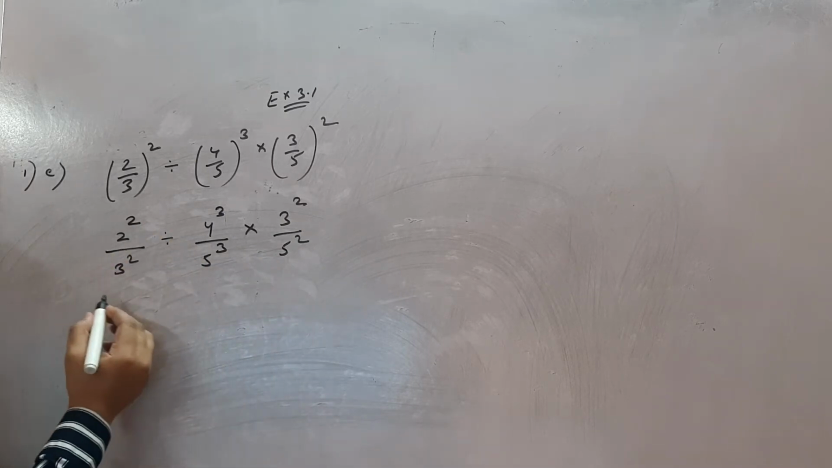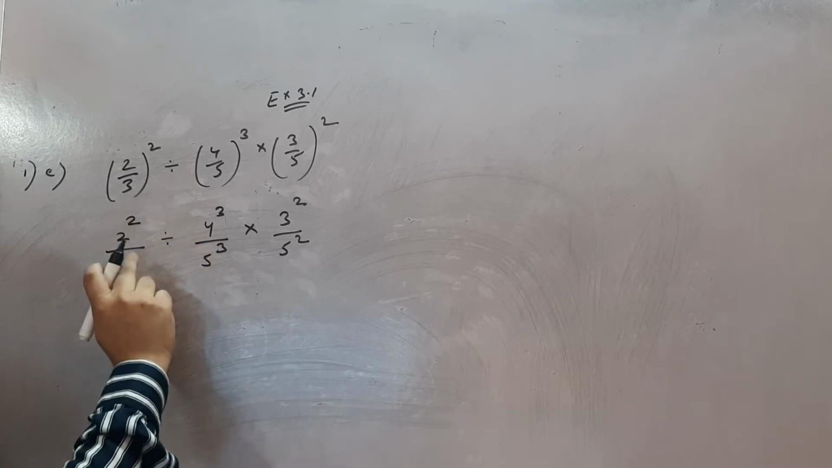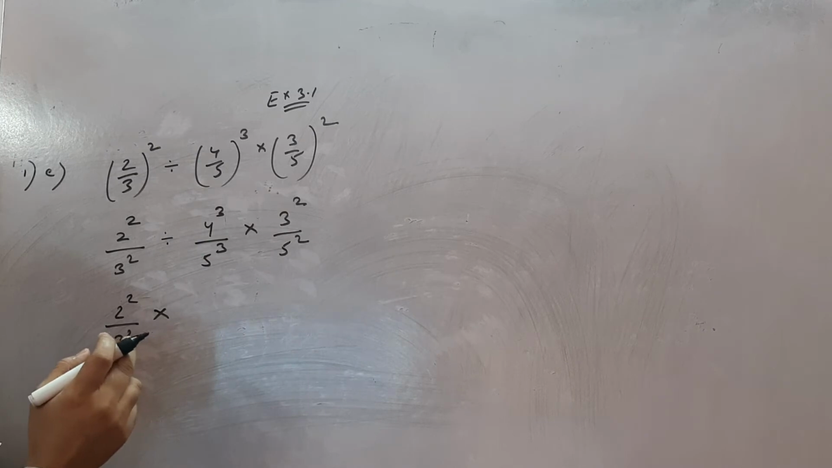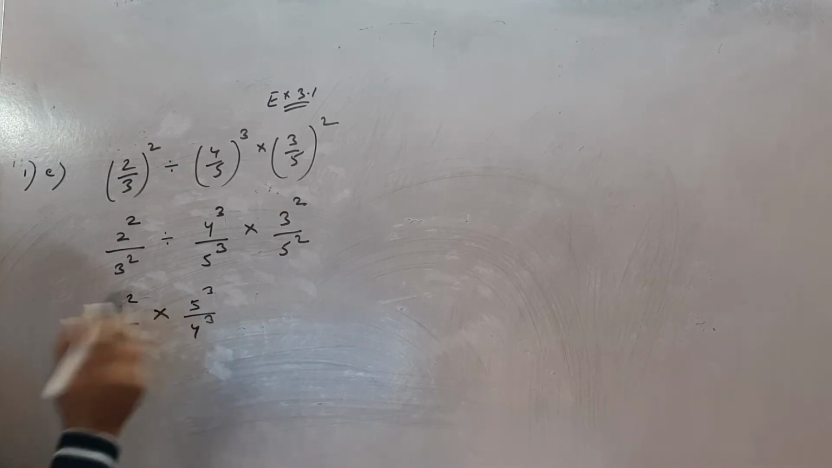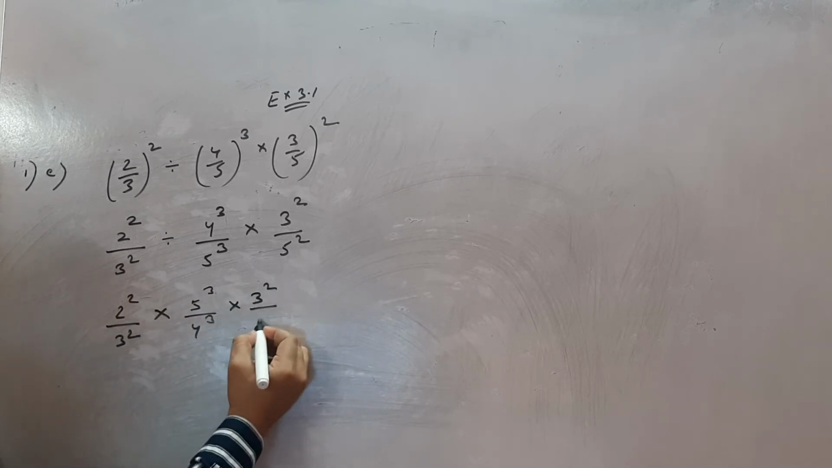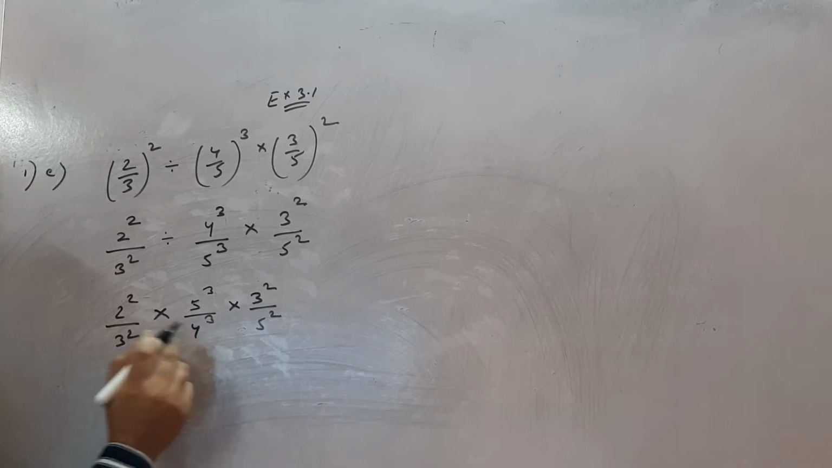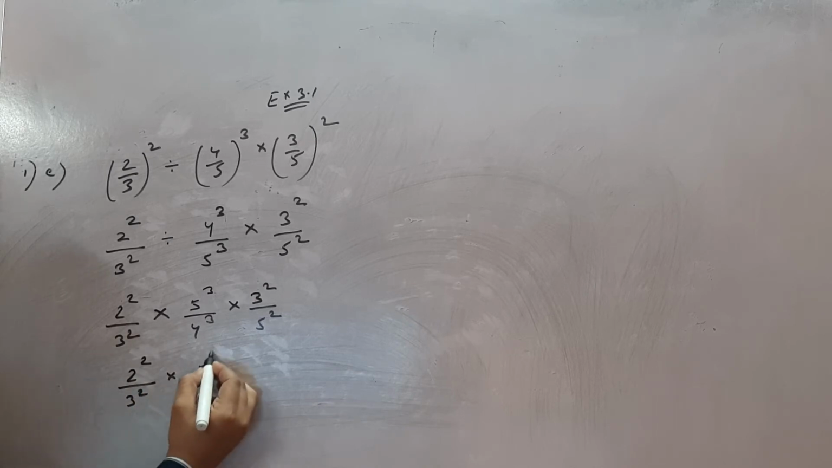Okay. 2² 3². We know that when the divide sign becomes multiplication, this term gets reciprocated. Clear? So it's 5³ over 4³, into 3² 5². Clear? So you see, first of all we change 2² 3² 5³.